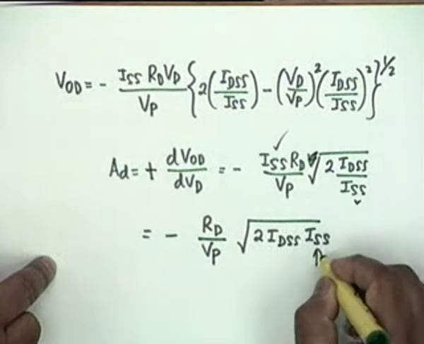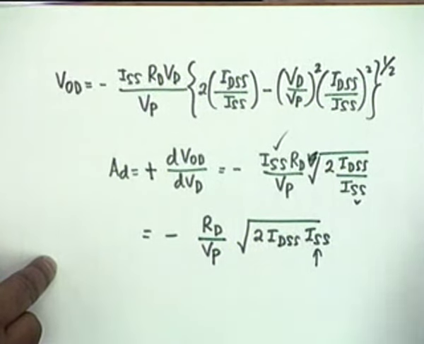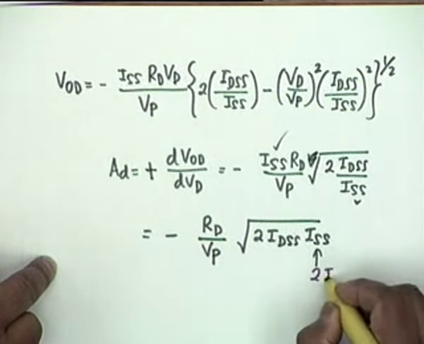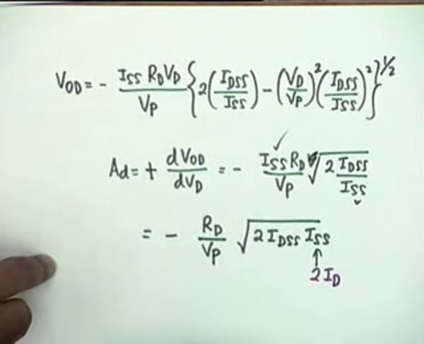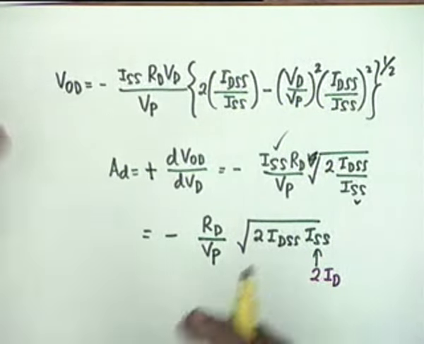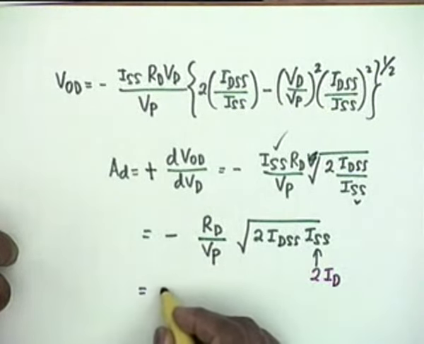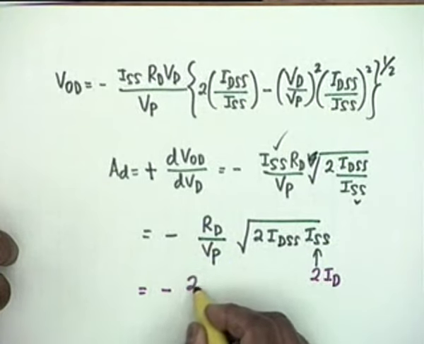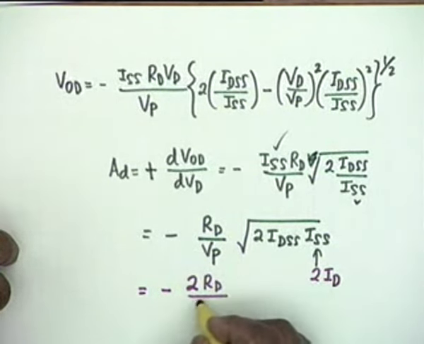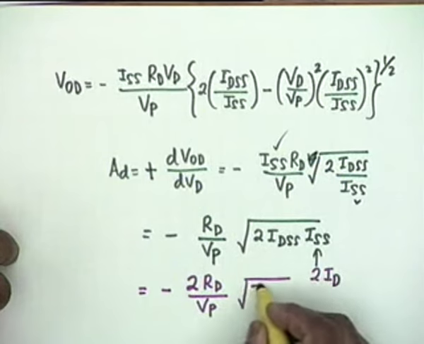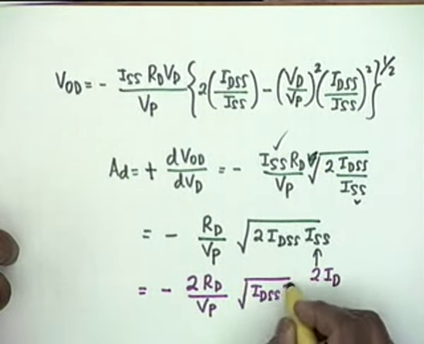Now, what is IDSS? I'm sorry, what is ISS? This is twice ID. Isn't that right? ISS is twice ID. Both the currents are equal, and therefore these 2 and 2 come out. So the expression becomes minus 2 RD by VP square root of IDSS times ID.